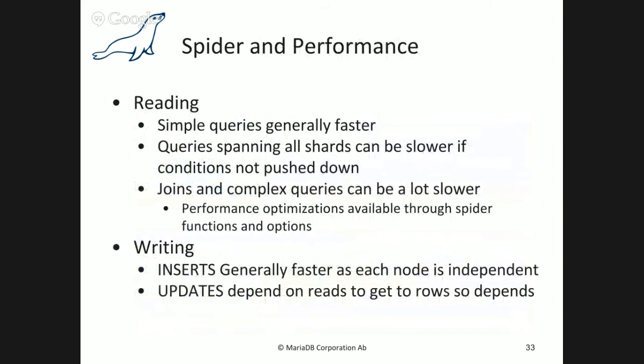So a few words about performance with Spider. Reading is generally faster, except for joins where it can be slower because of the problems I just mentioned. And writing, which is typically one of the main reasons for using Spider, insert speed is generally a lot faster because you only insert to one of the shards. So you can do lots of inserts in parallel, right? Because if you have 10 shards, you can write on all 10 machines at the same time. So you gain a huge increase in write speed. That's typically the main reason for using Spider.